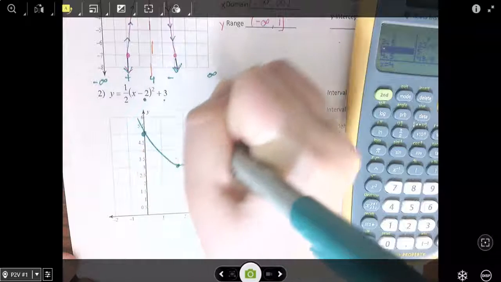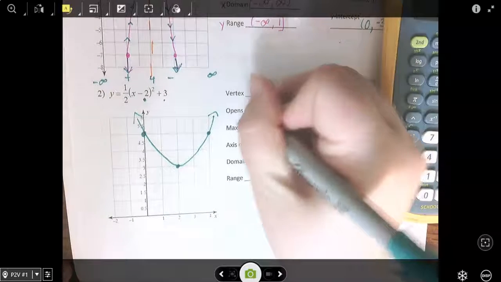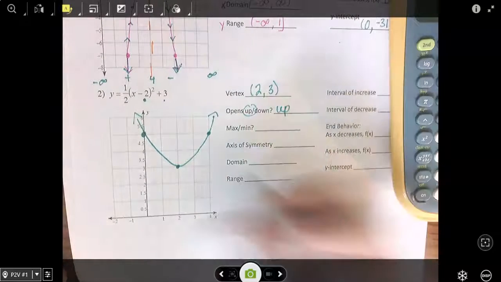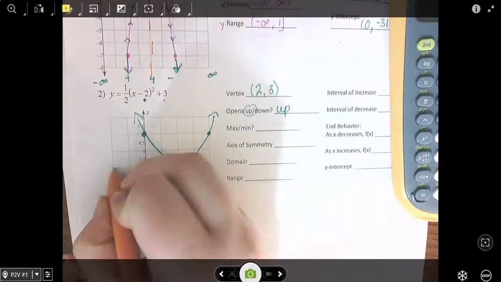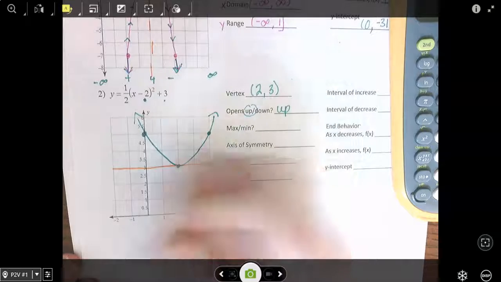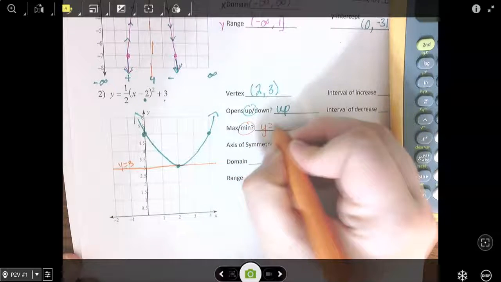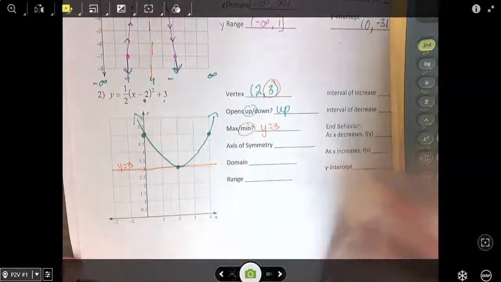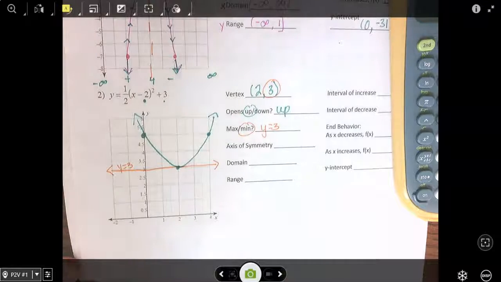Okay, so that is your parabola, and it opens up. Does it have a maximum or a minimum? When it opens up, it has a minimum. It's going to be here. That is y equals 3. Again, that is the y value of your vertex. Please have this kind of memorized. You should, at least at this point.